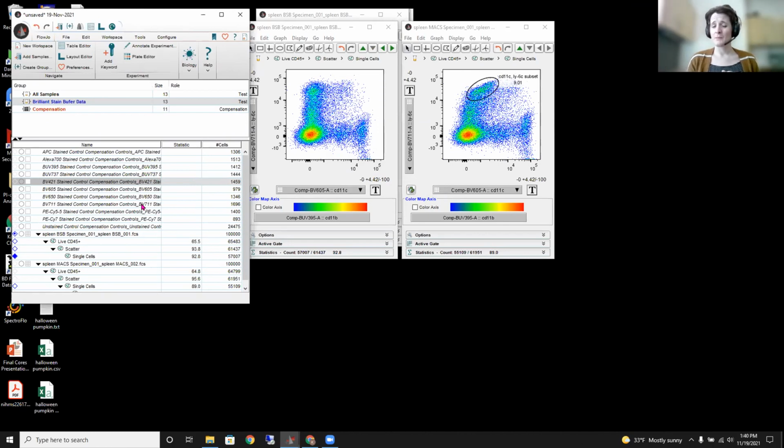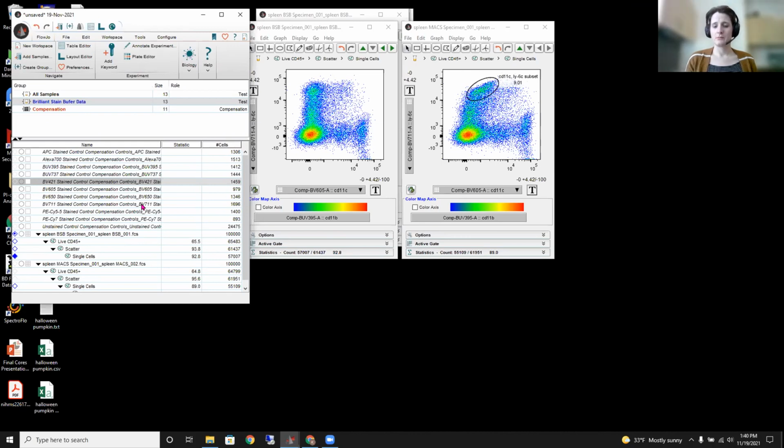Another thing that actually just popped up on the Purdue list was about staining volumes, because oftentimes people are utilizing these Brilliant dyes in their panels, right? And they might have a 20 or 25 fluorochrome panel that they're looking to work with, and volume becomes something that you have to think about.